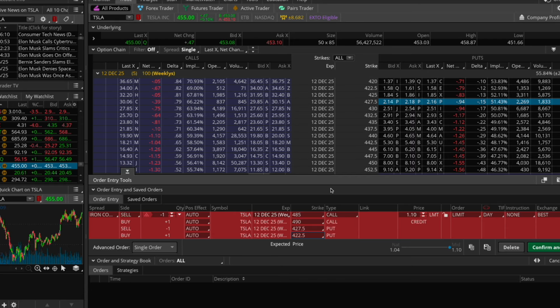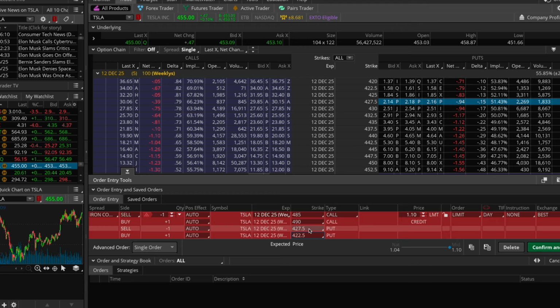Now, what you want to be concerned about is this, and this is why credit spreads can be a little bit challenging to manage. If the price of Tesla moves into either the 485 range on the upside or down to the 427.50 range on the put side, you really want to actively manage this position. So you want to look into perhaps liquidating those legs, or you want to be prepared to perhaps take assignment. And let's walk through how that might look.